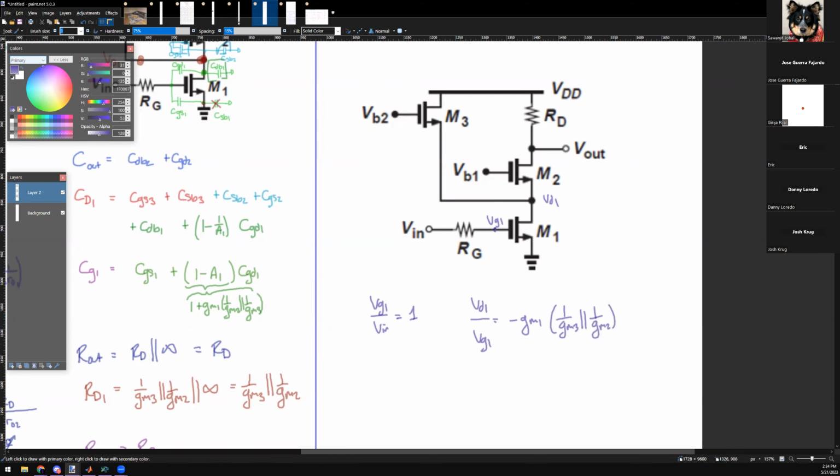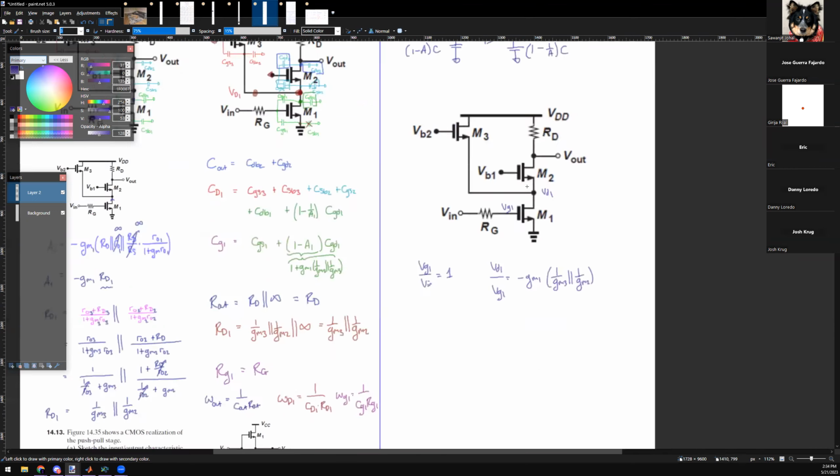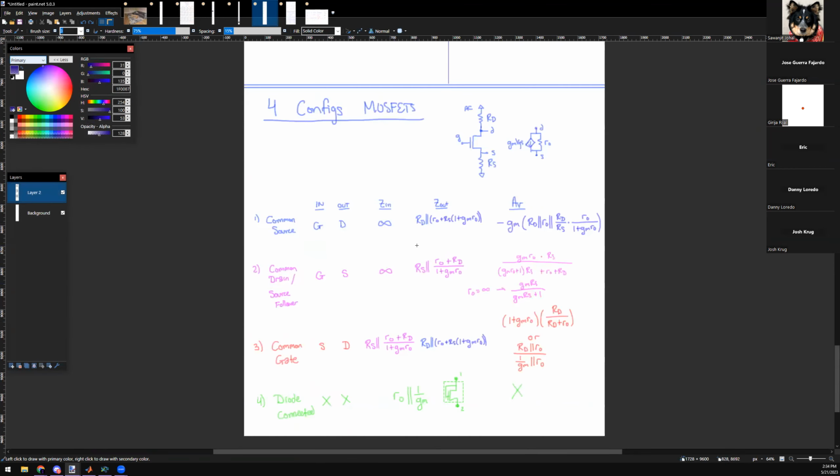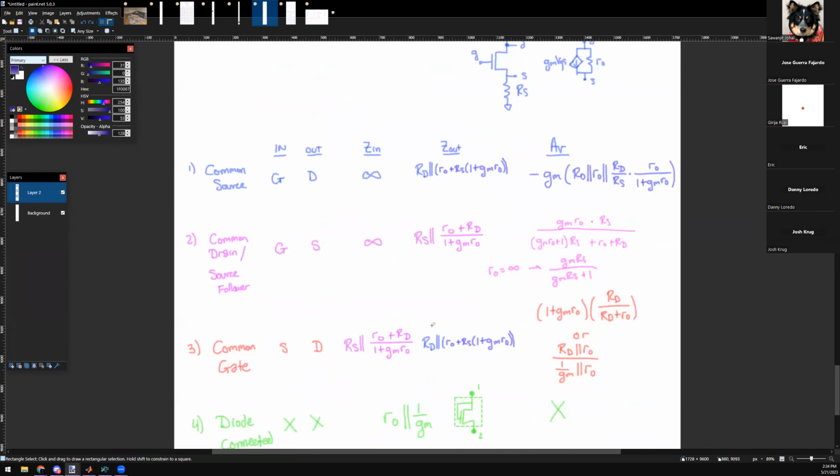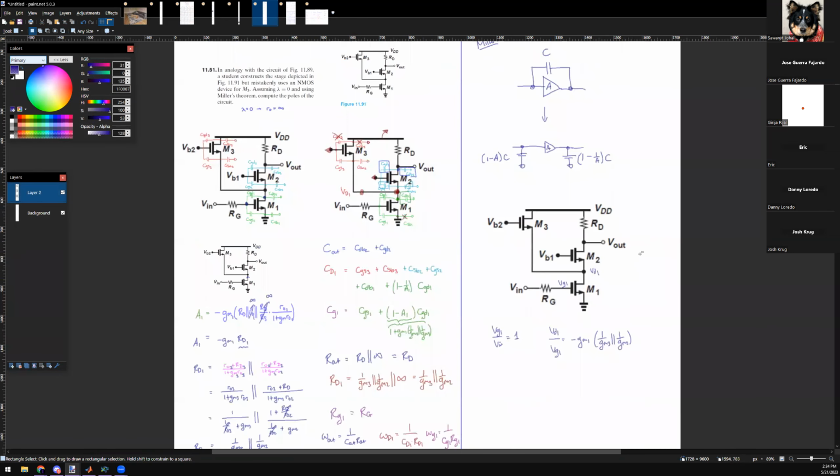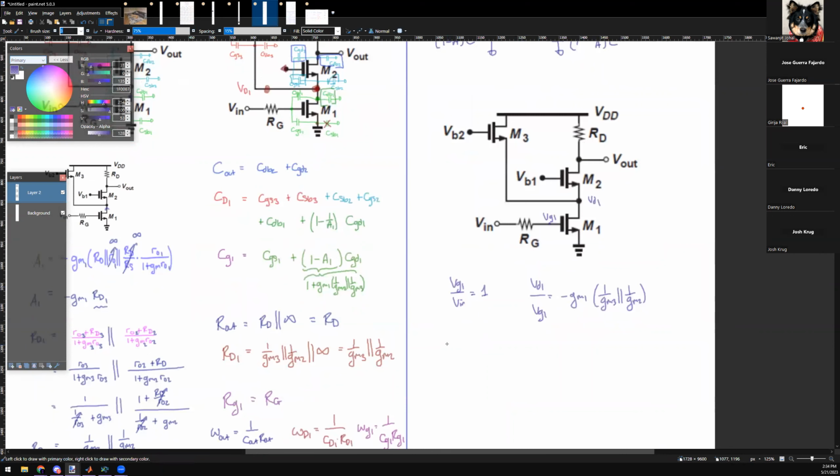Now you can take the last step from here to here, which is a common gate configuration. So we just go to common gate, which is just GMRD. So now you want the V out as a function of VD1, which is just GM2 RD. It's not negative, it's positive.